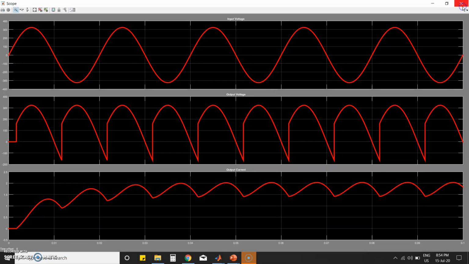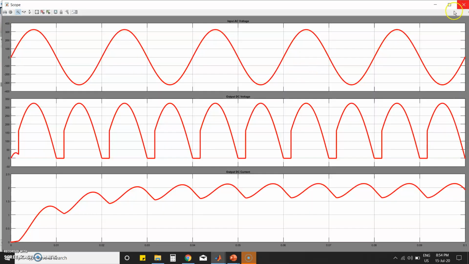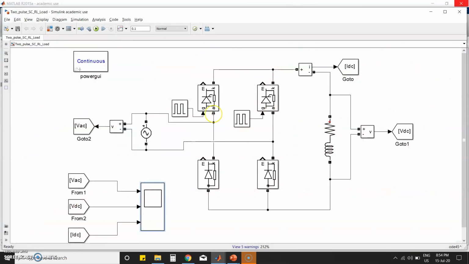So just try the simulation on your own for semi control converter and full control converter with R load and RL load, compare the voltages for R load and RL load for both the converters, and just infer the points and let me know. Okay, so this is the end of our video.